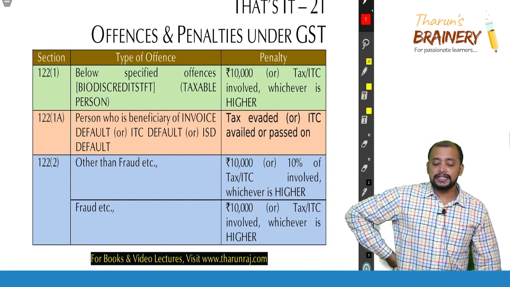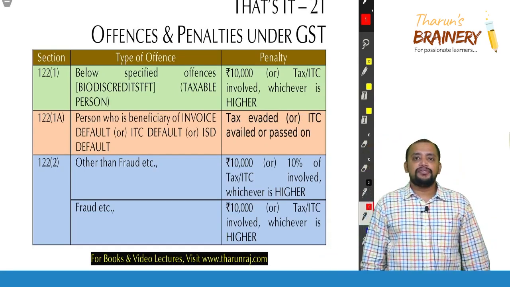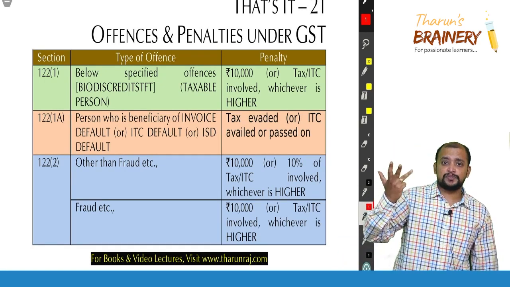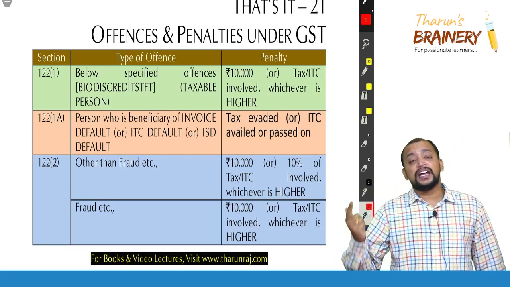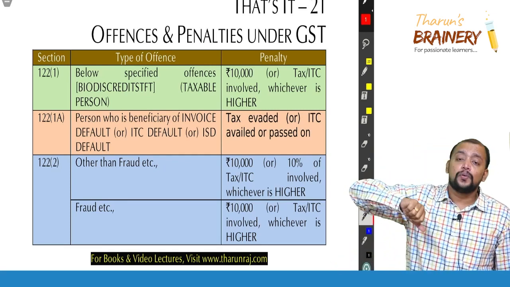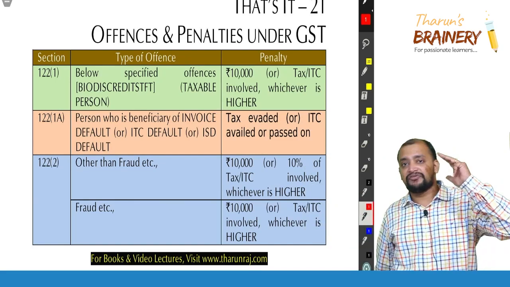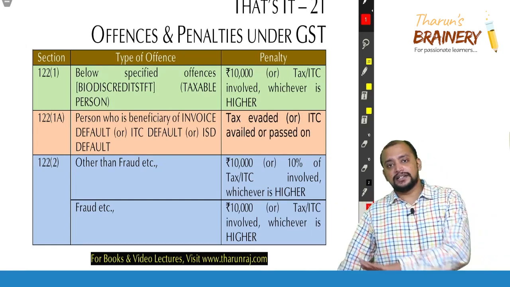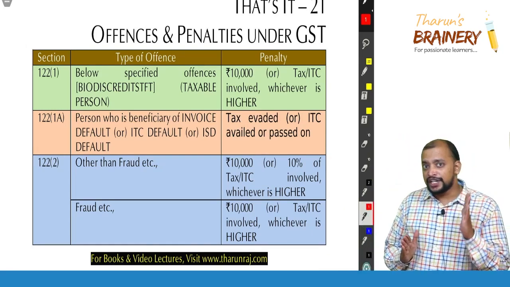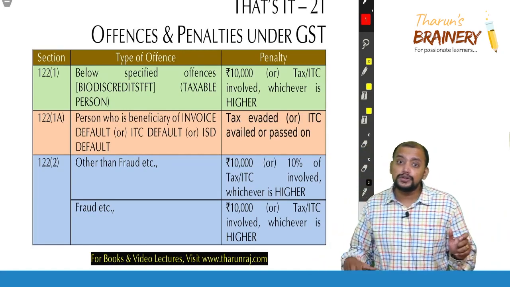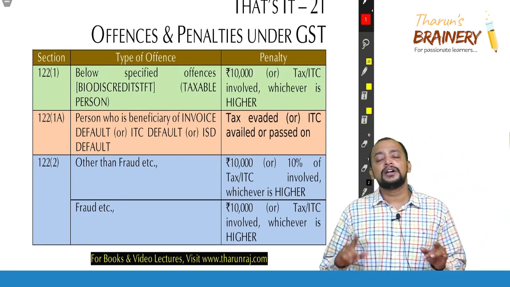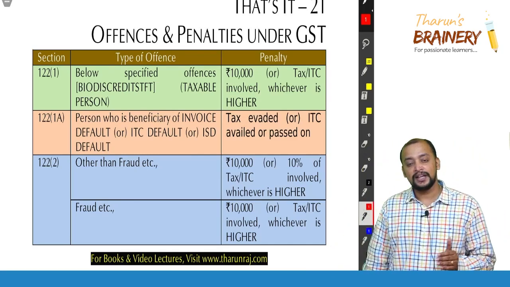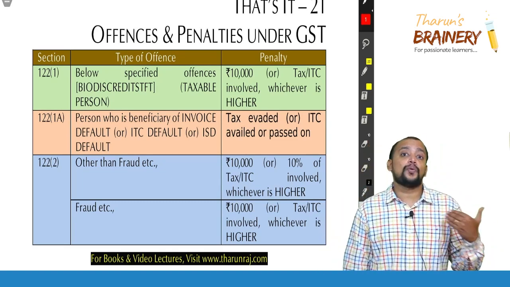Offences and penalties under GST. So we have various sections, section 122 subsection 1, subsection 2 and subsection 3, then 123, 124 and 125, which deal with offences and its related penalties. Sections 122 to 125 deal with the offences and the penalties applicable for those offences. First we start with 122 subsection 1.